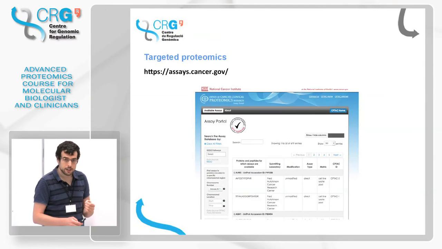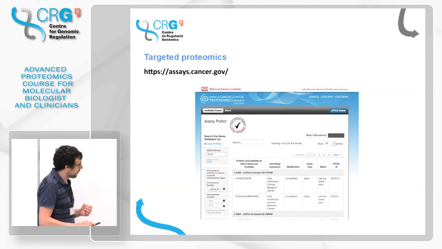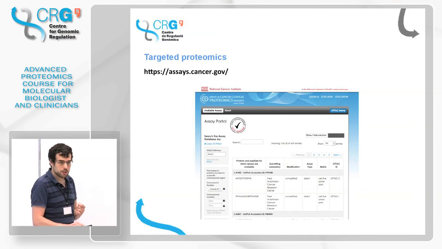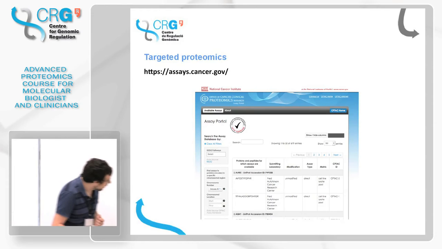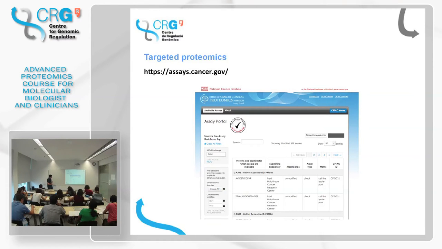The nice thing is that they also built a web repository where you can browse for your favorite proteins. Maybe it's not very visible here, but here is a protein with different peptides, so these are two assays for this given protein, and here are all the data that you need to target this protein in your system. They annotate these assays in a way that you have all the information to do your own experiment, but also all the information to know how reliable this particular assay is and the quality of the data that you will get after measuring these samples.